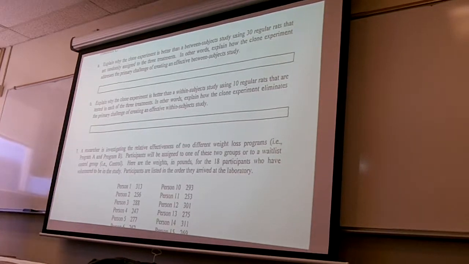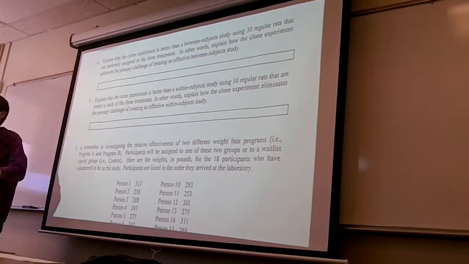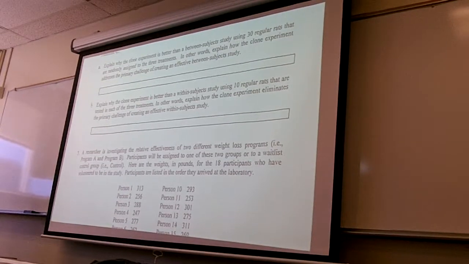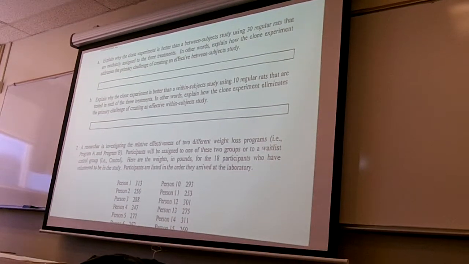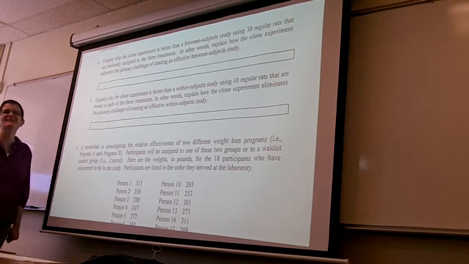Okay. Now, making things a little trickier. Explain why this experiment is better than a traditional within-subject study using just 10 regular rats that are each tested in each of the 3 treatments. In other words, explain how the clone experiment eliminates the primary challenge of creating an effective within-subject study.